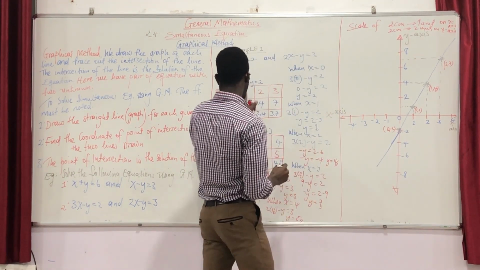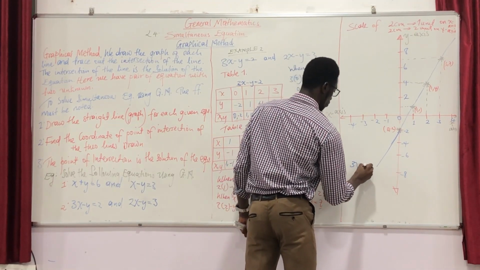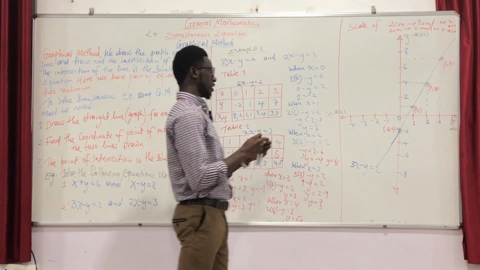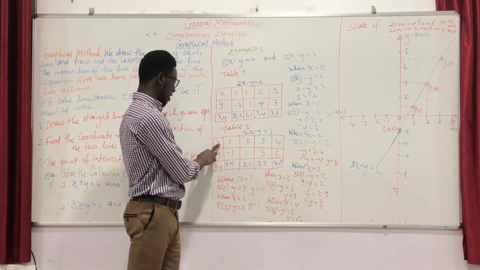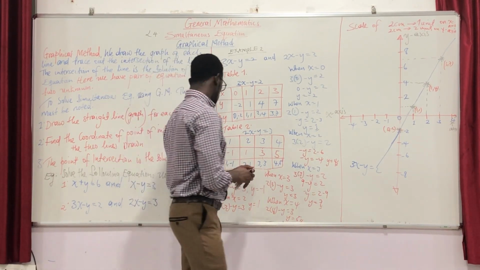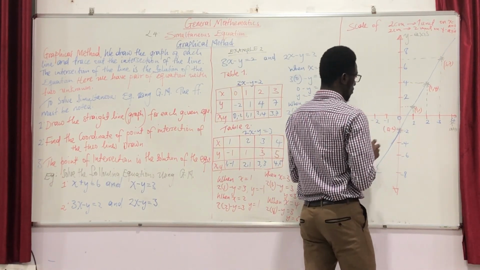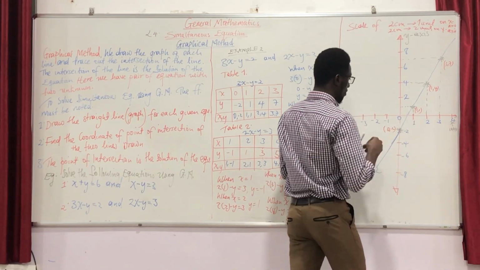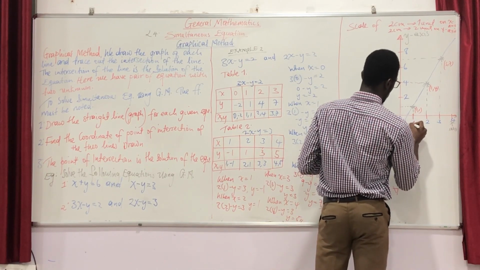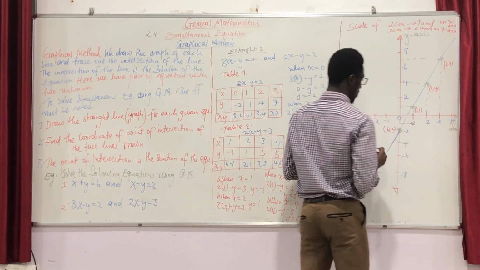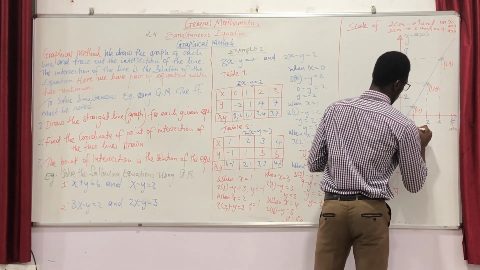This equation is this first one, 3x minus y equals 2. So let's plot again the second equation here. For the second equation, when x is 1, y is minus 1. When x is 1 here, y is minus 1, and this one is 2 here. These are the points. 1, minus 1.